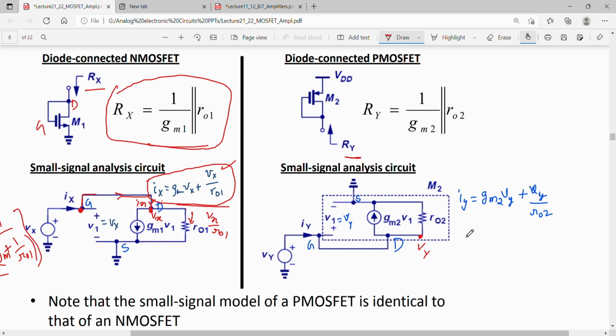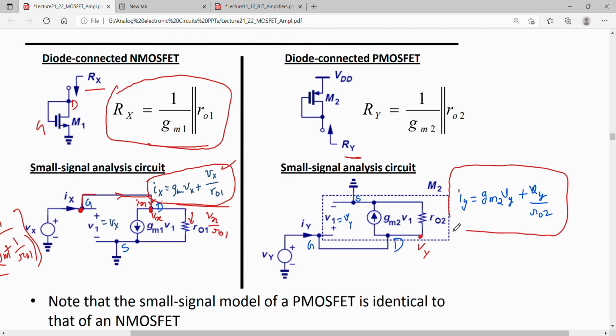So the total current Iy is given by gm2 V1, or Vy, because V1 is equal to Vy here, gm2 Vy plus Vy by ro2. Or Vy by Iy, which is also equal to the impedance looking into this port, the drain. So this is equal to this much, 1 by gm2 parallel to ro2. Okay. So I'll stop here and we'll carry on from here itself in the next lecture.